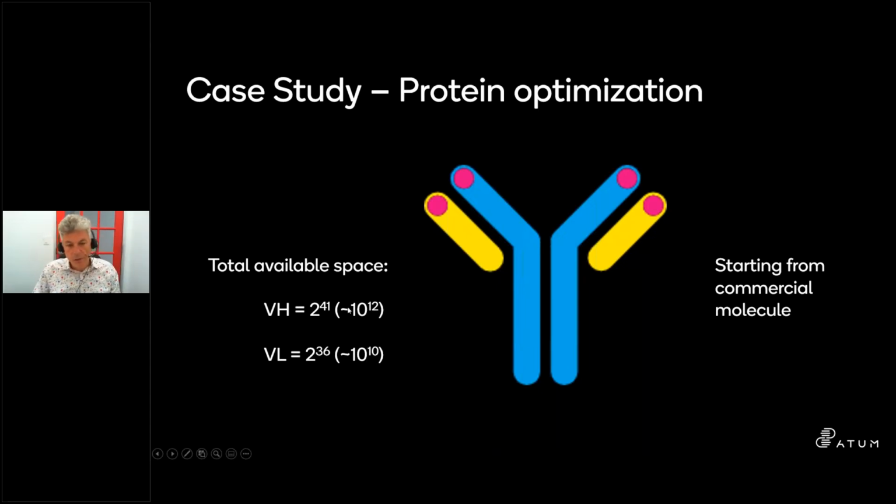So for the heavy chain, there's a total space of 10 to the 12. And for the light chain, we had 36 positions where we could swap in substitutions, making a space of 10 to the 10. So the total space here, if you do the proper math, is 10 to the 23, which of course is so much larger than anything you can ever imagine.